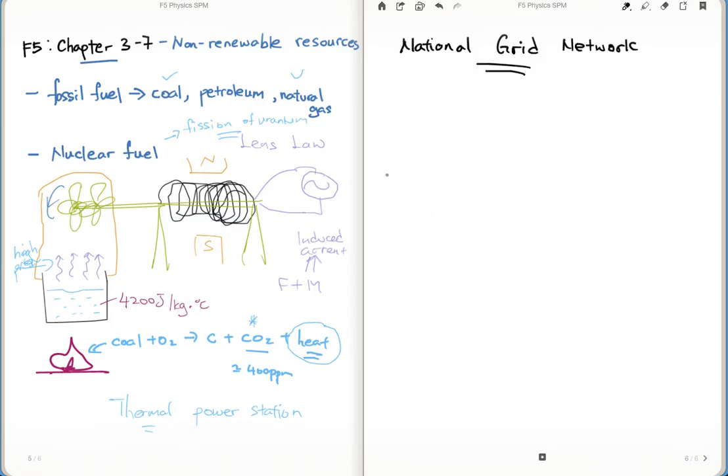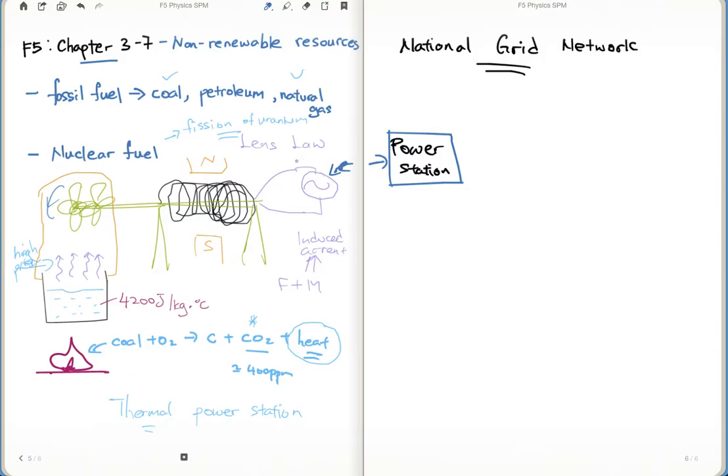Now, from the power station over here, if you have a power station, then you get this current. The whole thing is the power station. So this power station would be a box diagram. It's what you have over here, the whole system. Okay, the whole system is the power station.